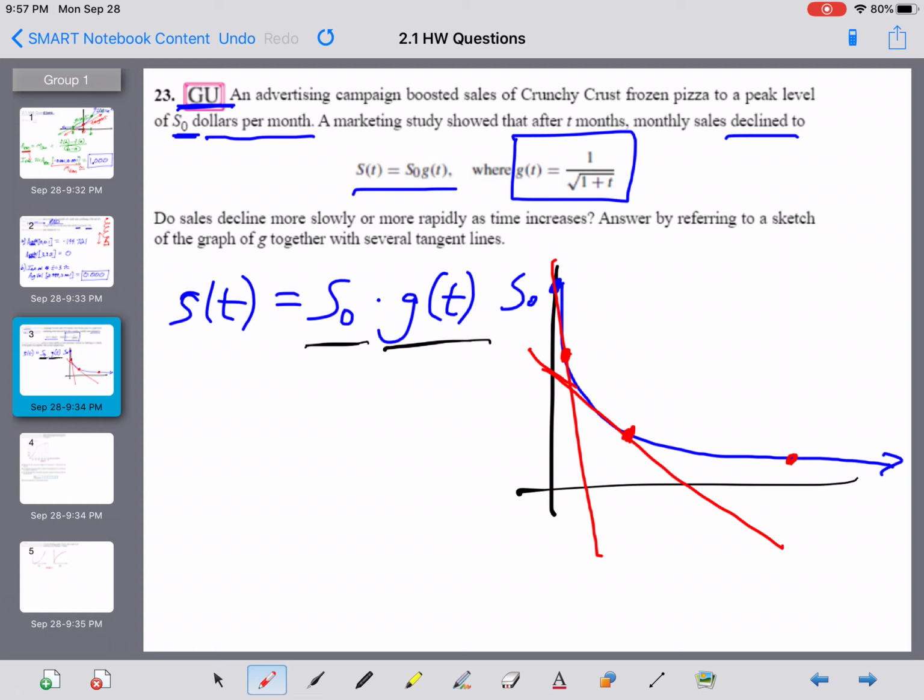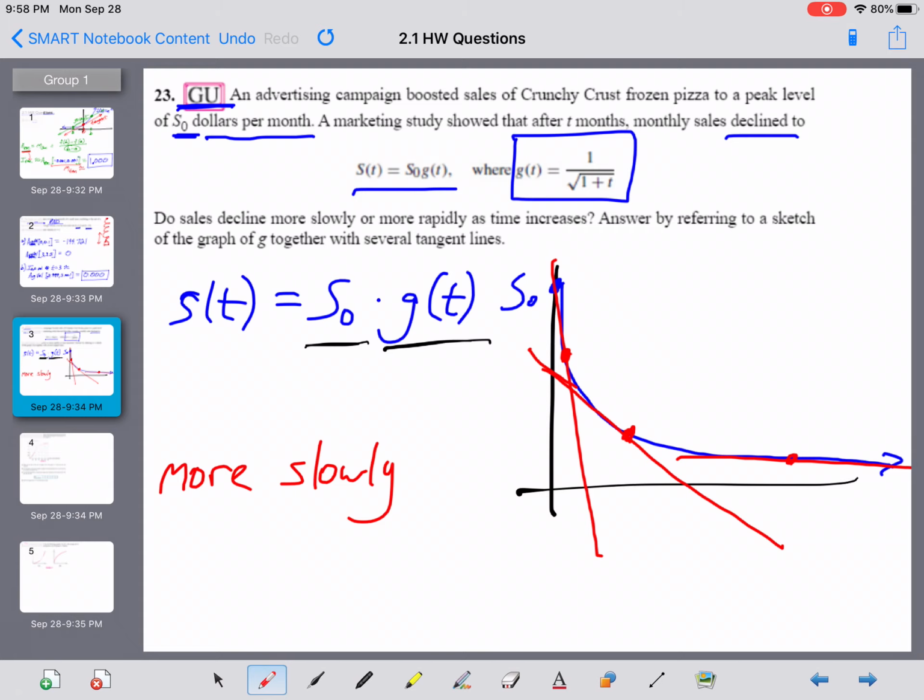And then the last one that I'm going to draw is going to be over here somewhere. And once again, the slope of that tangent is negative, which indicates then that our function is still decreasing, but it's not decreasing very quickly. So back to the question, do sales decline more slowly or more rapidly as time increases? I think we would have to say here that sales are going to decline more slowly as time increases, but we can see that by looking at what happens to the slopes of our tangent lines.